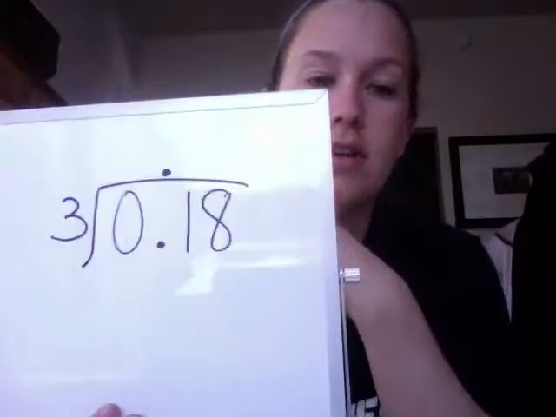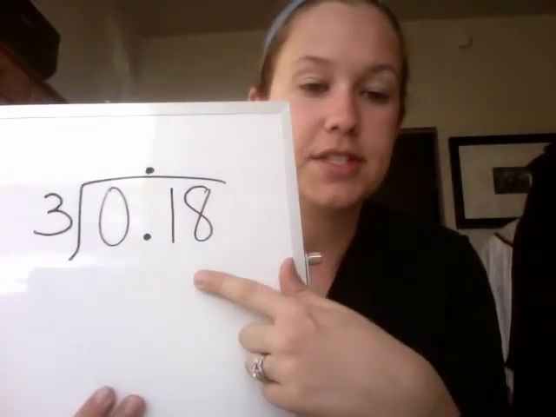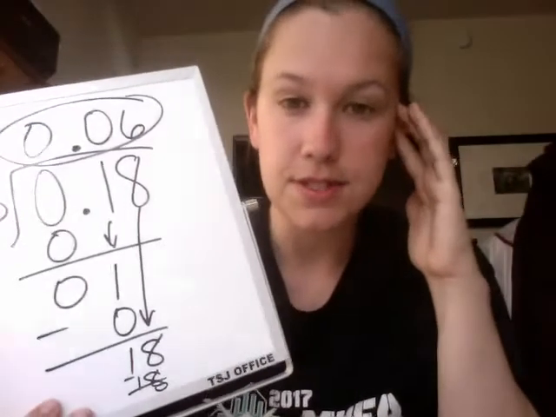You can always just write that out though. So let's write it out. Okay. So I have 18/100ths divided by 3. 3 goes into 0 0 times. My 1, 3 goes into 1 0 times. Bring down my 8. 3 goes into 18 6 times. So my answer is 6/100ths.